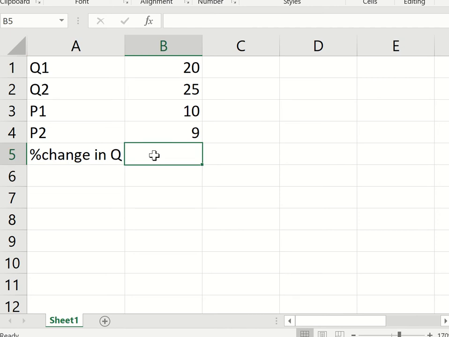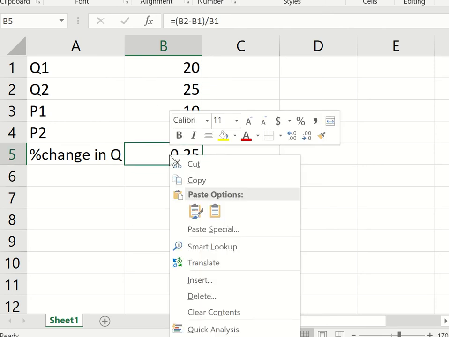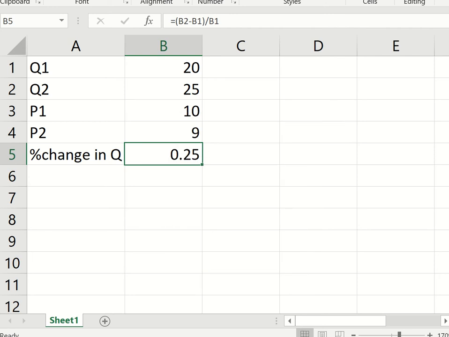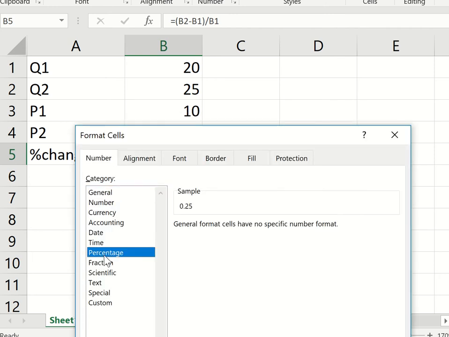Now let's do the new minus old method. So this equals the new number, which is 25, minus the old number, and divided by the old number. There. That's your percentage change. Okay, so by default, the system will show you decimals. Just right click on the cell and then change to percentage.